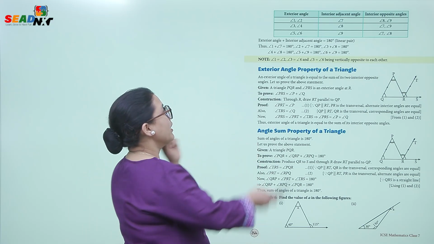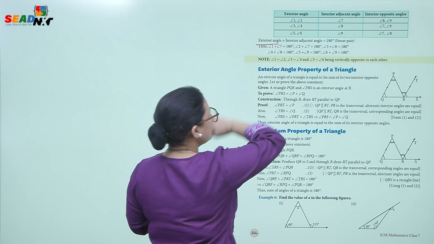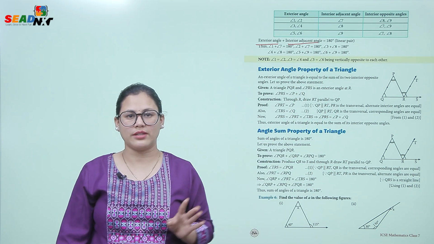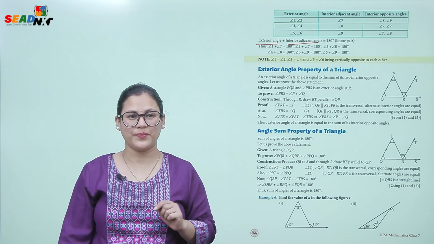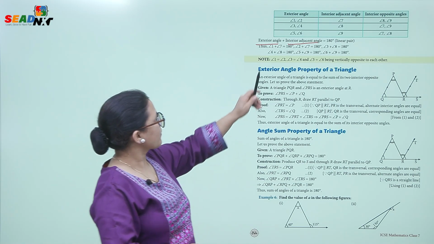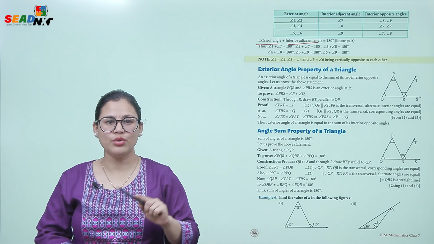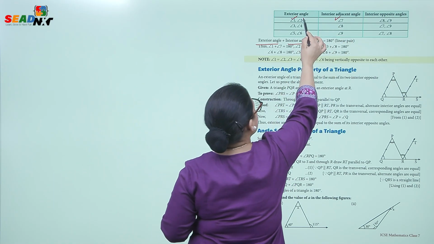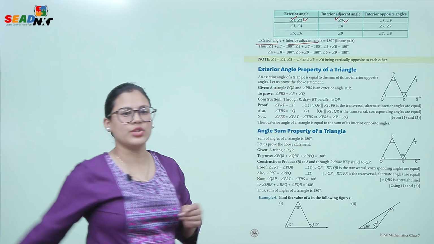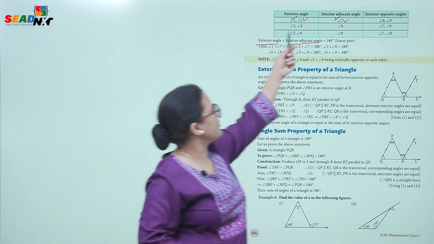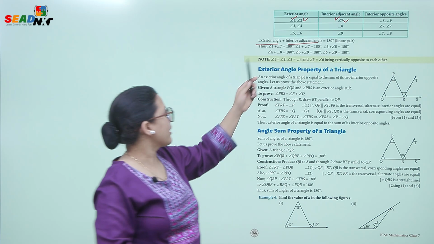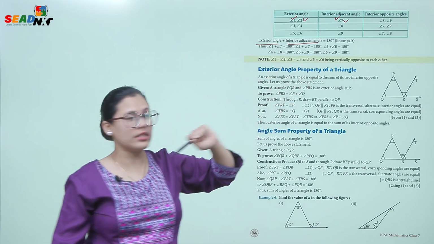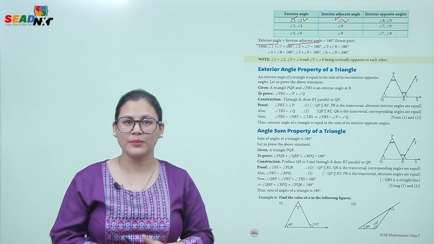Okay. So, now see, exterior angle plus interior adjacent angle is equal to 180 degrees. That is linear pair. Thus, angle 1 plus angle 7 is equal to 180 degrees. Okay, this angle plus this angle is 180 degrees and this angle plus this angle is 180 degrees. Similarly, angle 3 plus angle 8 is 180 degrees. Angle 4 plus angle 8 is 180 degrees, right? Angle 5 plus angle 9 is 180 degrees and angle 6 plus angle 9 is equal to 180 degrees.